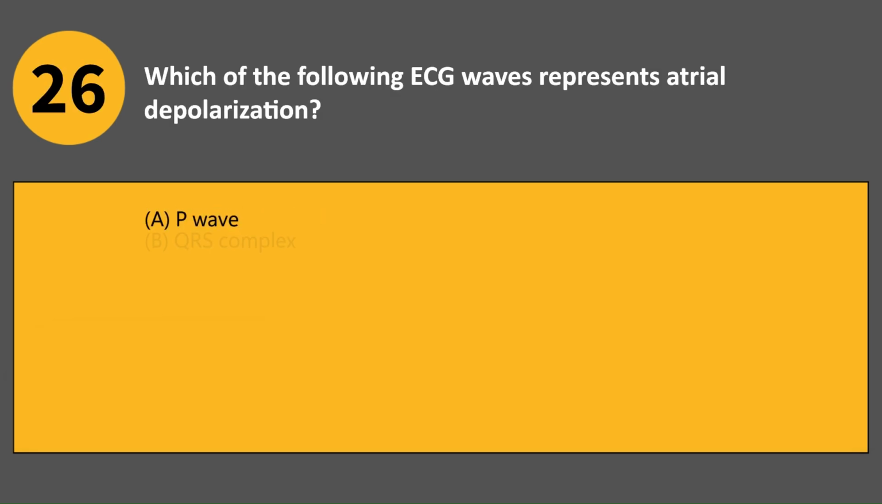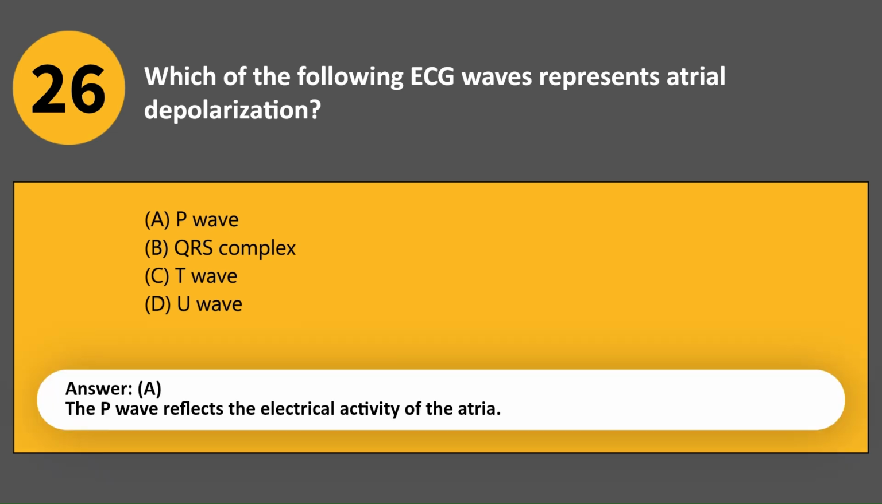Which of the following ECG waves represents atrial depolarization? A. P wave. B. QRS complex. C. T wave. D. U wave. Answer, A. The P wave reflects the electrical activity of the atria.